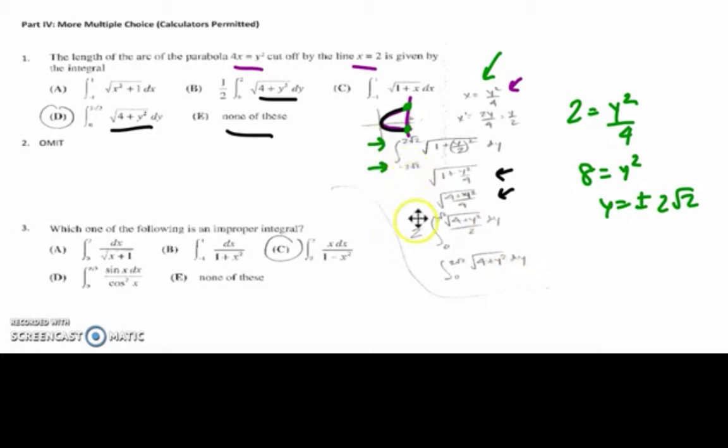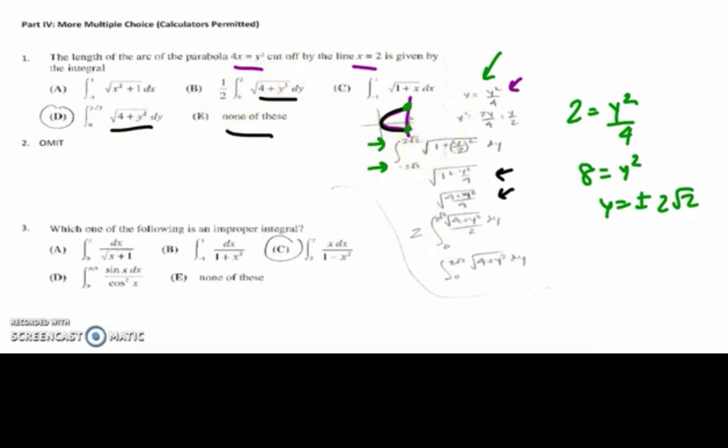So carrying through, I end up with this square root of 4 plus y squared all over 2, which is not under the radical. And then I have limits of integration of negative 2 root 2 to positive 2 root 2. That's not one of my options.